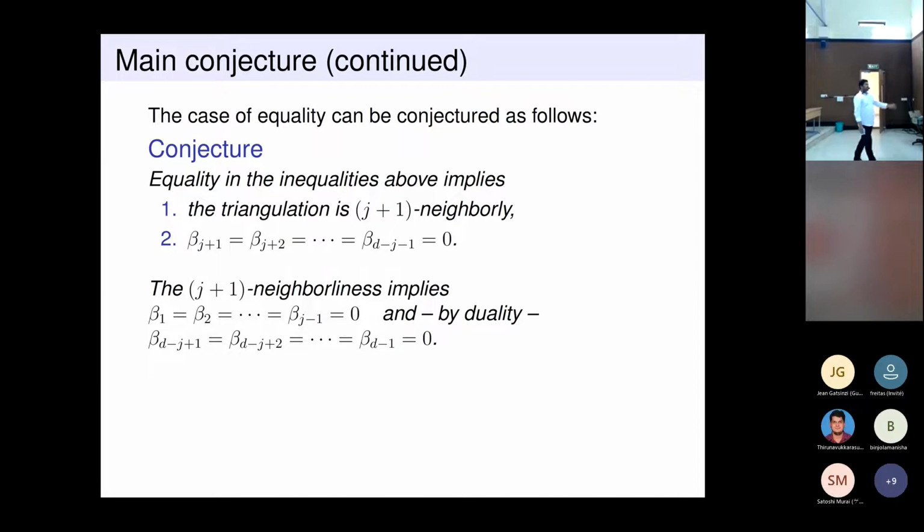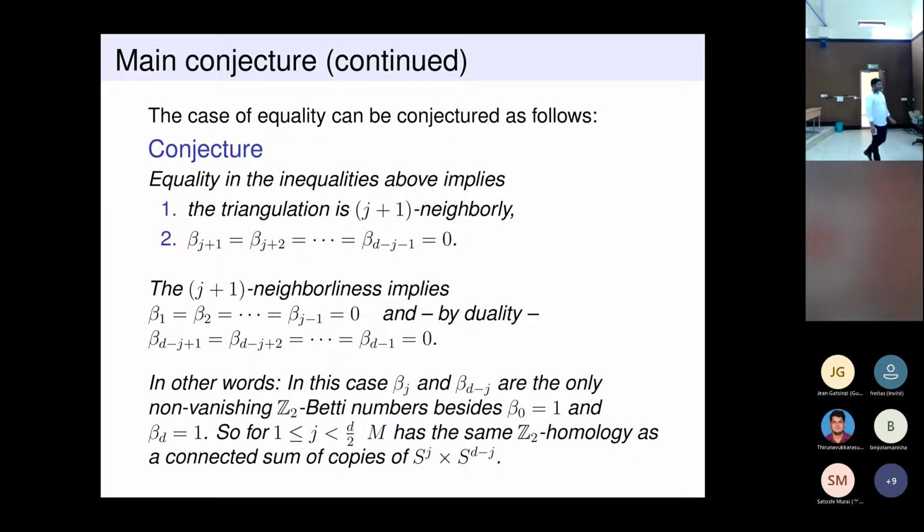And also the equality of the above inequality implies the second one. That is, beta j plus 1, beta j plus 2 up to beta d minus j minus 1 all are 0. So in short, one can say that beta j and beta d minus j are the only non-vanishing Z2 Betti numbers other than beta 0 and beta d. And therefore, for j between 1 and d by 2, M has the same Z2 homology as connected sums of copies of S^j times S^(d minus j).